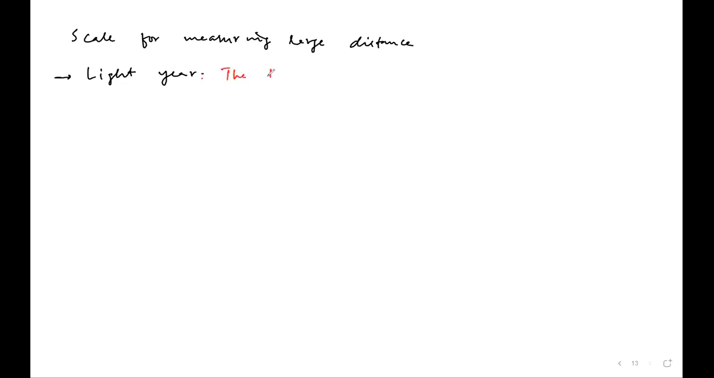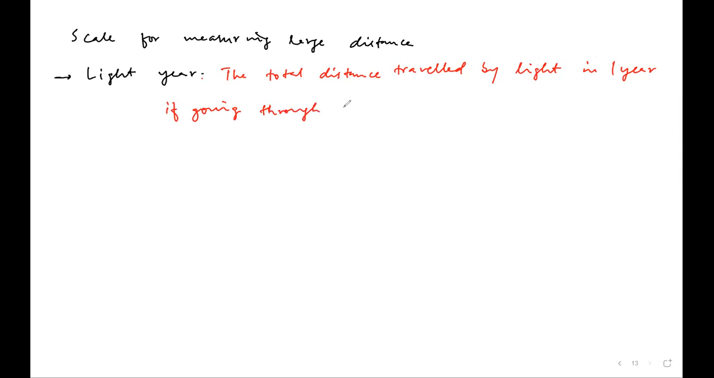So you will say the total distance traveled by light in 1 year if going through vacuum.